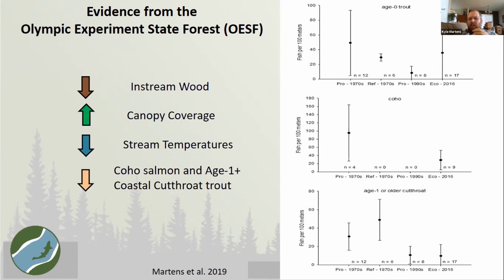Coho salmon have an anadromous component and go out to the ocean. There's lots of places where things have gone wrong in the past, and that could be reducing these coho numbers.